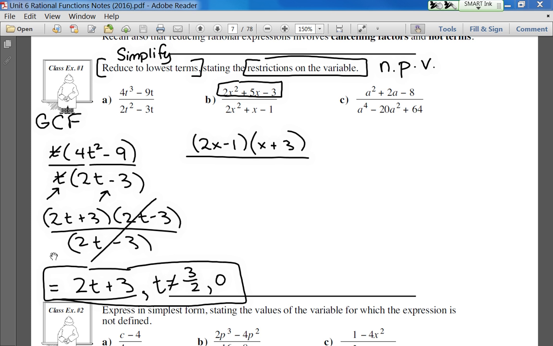Similar. You get a 2x comes out, you get an x plus 1. Take out a negative 1, you got an x plus 1. So we got a 2x minus 1 and x plus 1. So what's canceling this time? Okay, so final answer, x plus 3 over x plus 1, comma, x is not allowed to be.